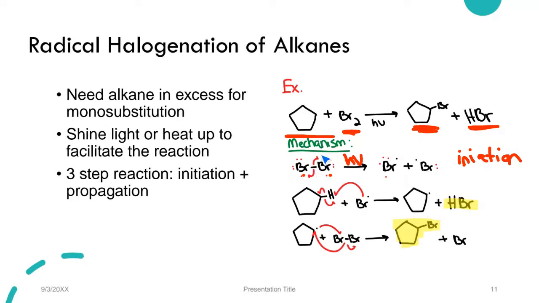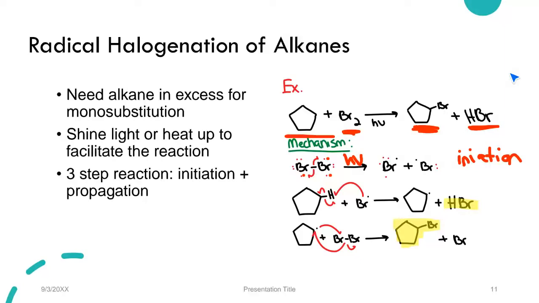So this bond is going to break when you shine light. 1 electron is going to go to this bromine, and then 1 will go to this bromine, and you'll form 2 radicals. Again, you don't need to show the lone pairs. It's just easier for you to show it like that. But you do need to show the single electron to show that it's a radical.